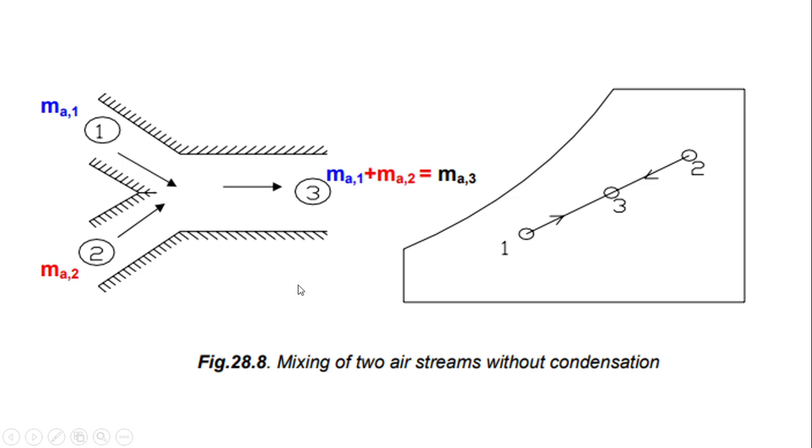This is the adiabatic mixing of two air streams without condensation. So without the condensation process, we are going to mix two adiabatic streams of air.